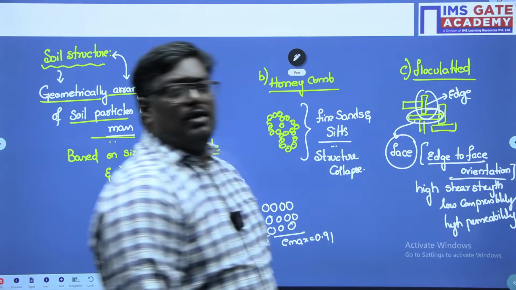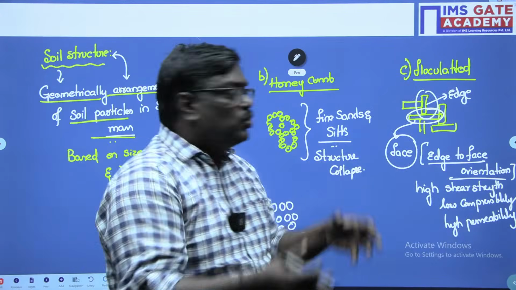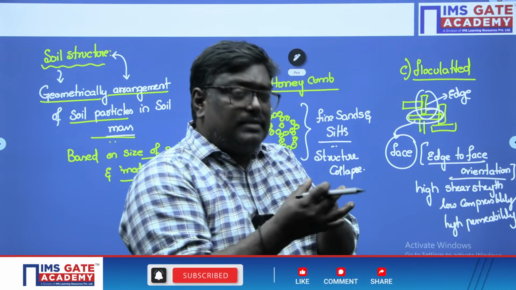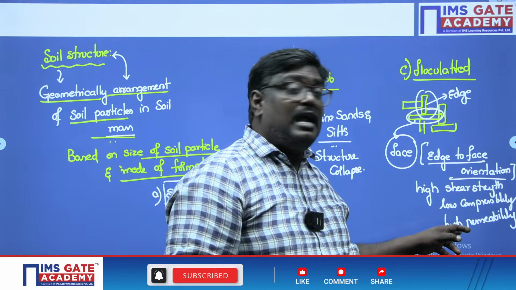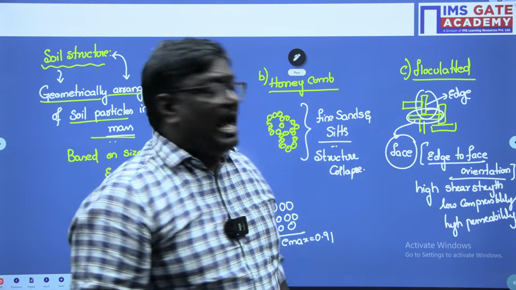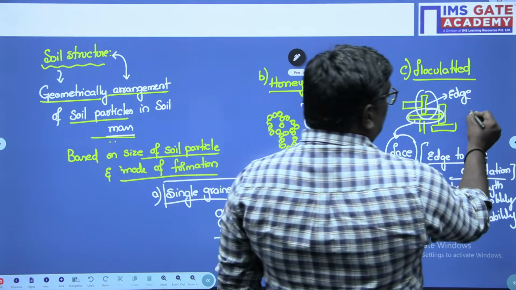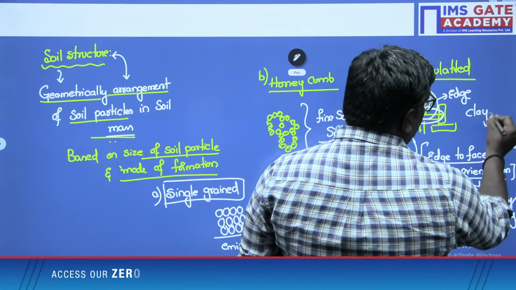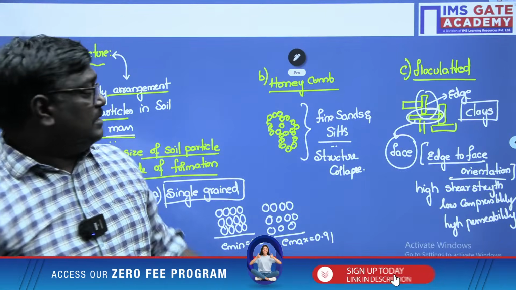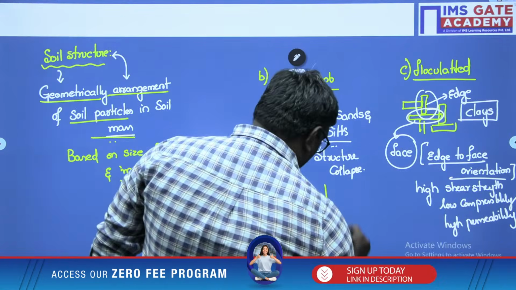Sir, see, why? Due to the edge to face orientation, it is formed due to attraction. When the soil particles come closer, it has high shear strength. Why is it having high permeability? Because it is having more void size. So it is observed in which type of soils, sir? This is observed in clayey soils. Agree?